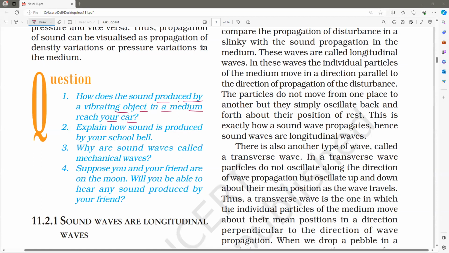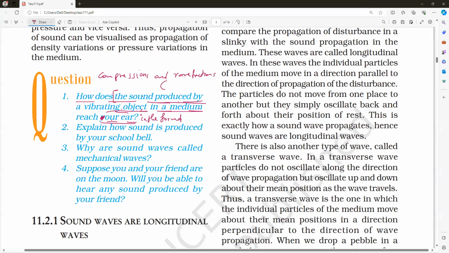They are asking the question: how does the sound produced by a vibrating object in a medium reach your ear? Till here you have to write it. Start writing the answer separately in the class. The sound produced by a vibrating object in a medium reaches our ear in the form of compressions and rarefactions.